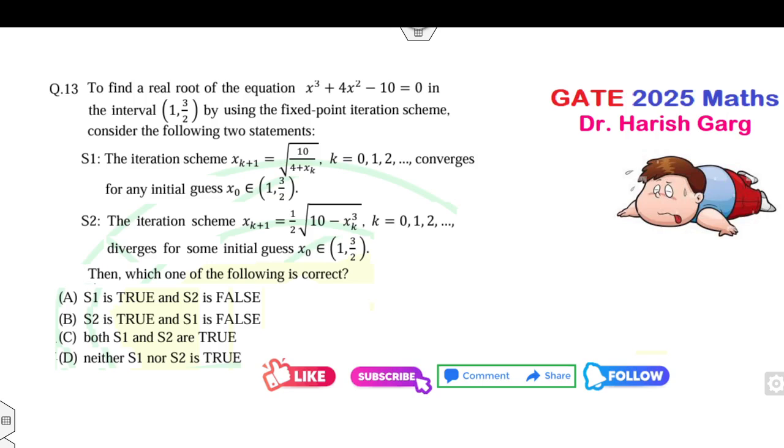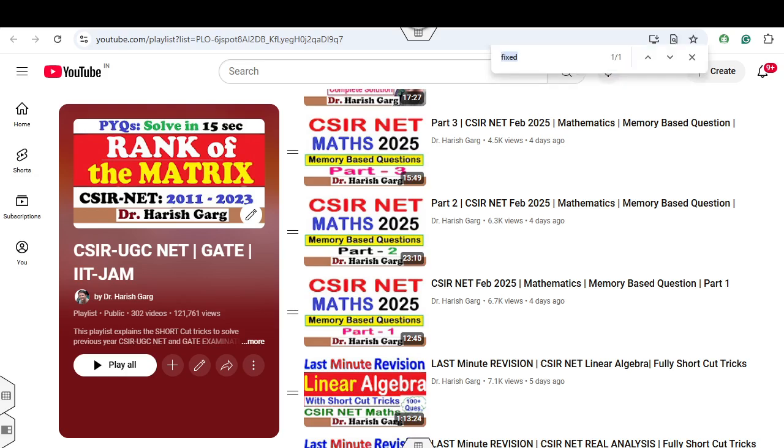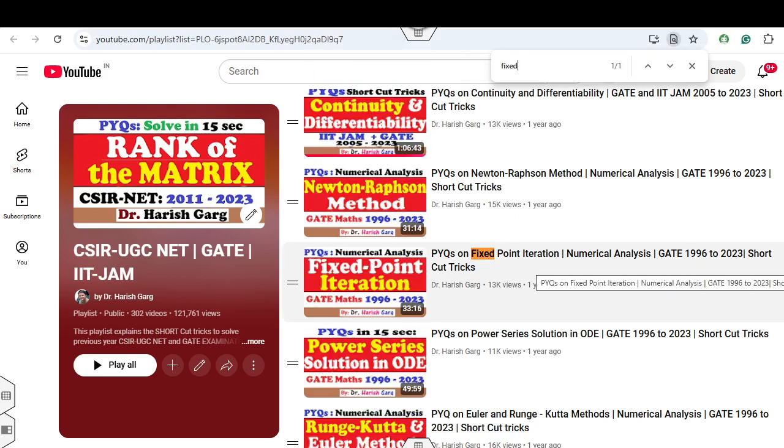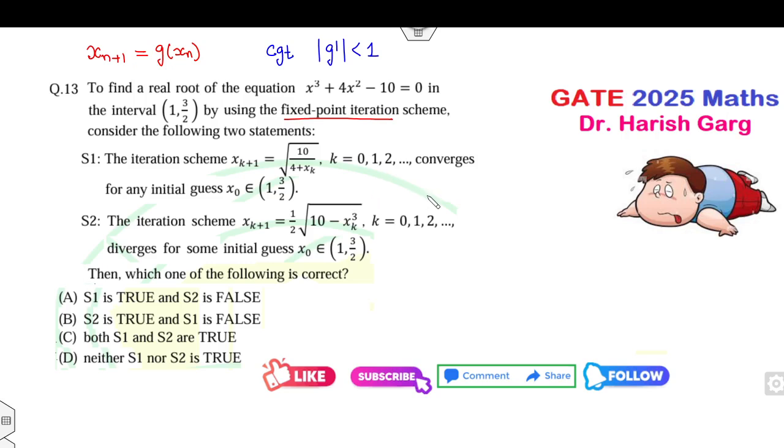Now look at the first question, which is related to the fixed point equations. What is the shortcut trick? As I told you, whenever you have a fixed point equation, it will be convergent when the absolute value of the first derivative is less than 1. For more detail about the shortcut tricks, you can see the lecture on the fixed point equation which is available in this playlist. This lecture will help you to solve the problem in less than 1 minute.